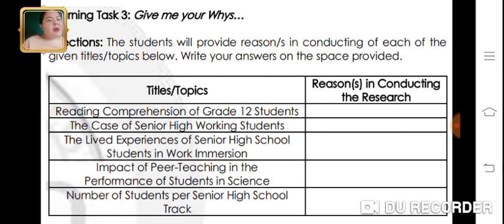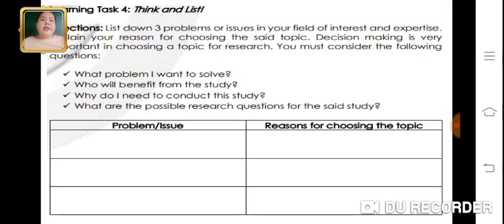So, ano kaya yung mga possible reasons bakit kailangan i-research itong mga topics na to? So, again, gawin nyo to sa bond paper individually. Okay? Learning task 4. List down 3 problems or issues in your field of interest and expertise. Explain your reason for choosing the said topic.